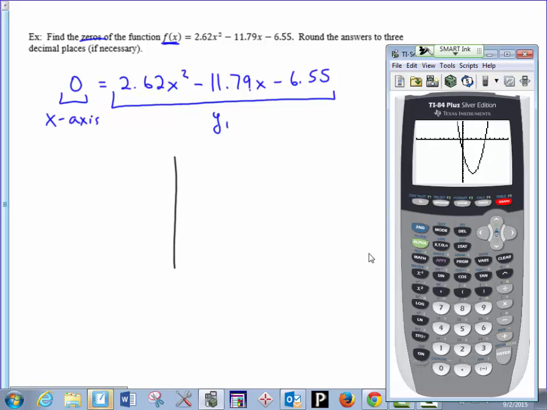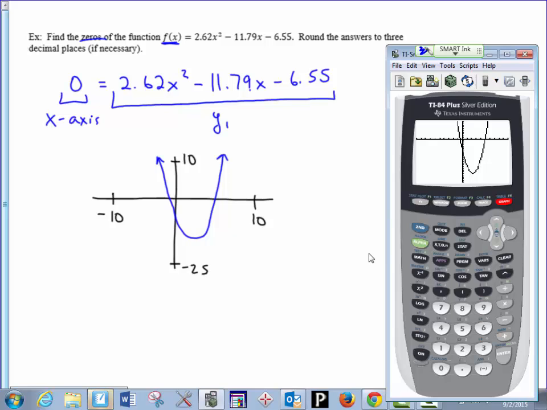So on a test, you would sketch your graph, and then please mark your window on your axes. So we did negative 10 to 10 on the x, and we did 10 to negative 25 on the y.